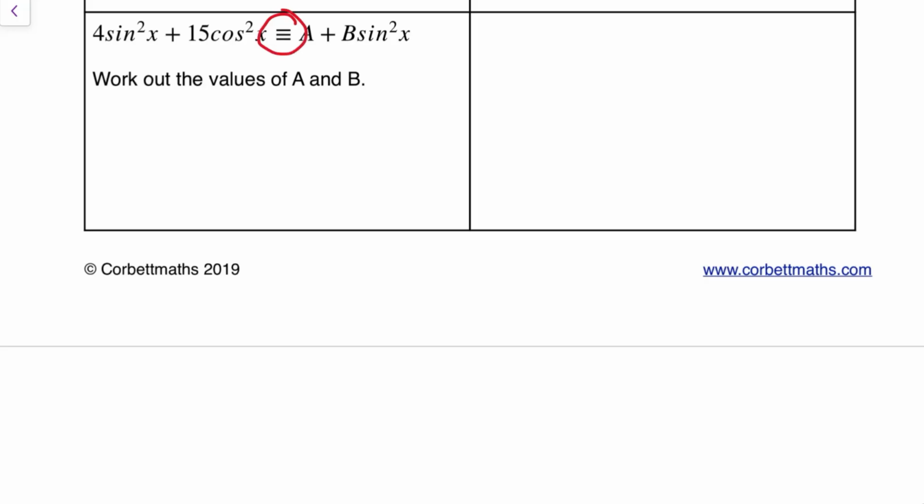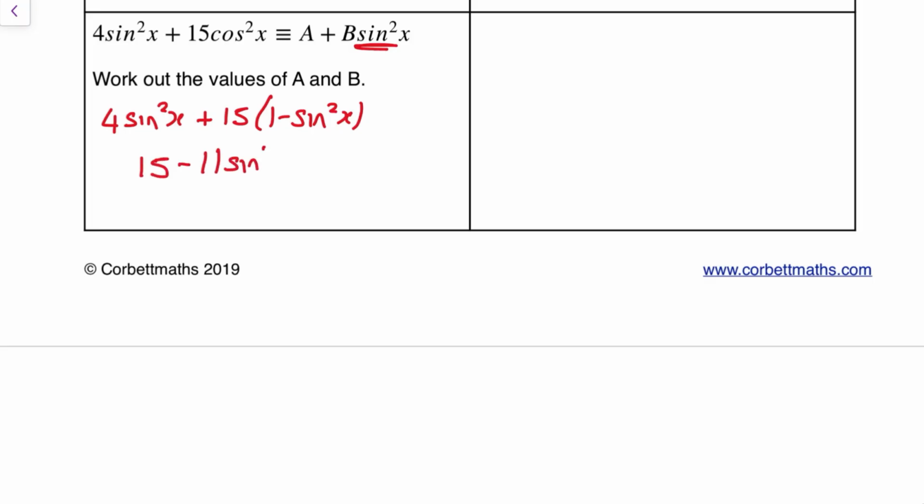It's an identity question. So basically I want to deal with the left-hand side and then just compare to the right-hand side. Now it tells me over here that I want this in terms of sine. So I'm going to keep this as 4 sine squared x plus 15 cos squared x, where cos squared is 1 minus sine squared x. Let's do some expanding. So 15 times 1 is 15. 4 minus 15 is minus 11 sine squared x.